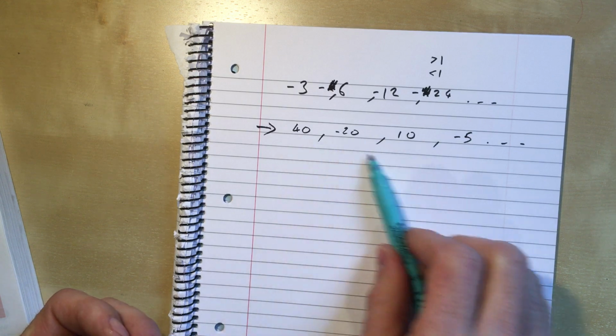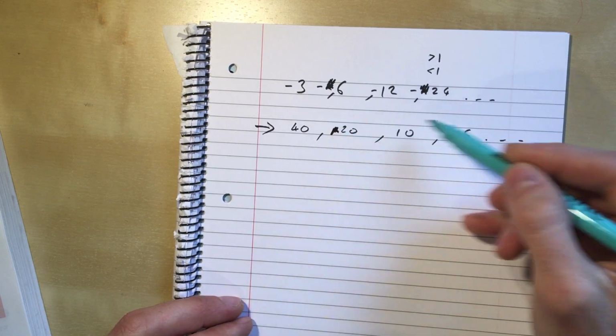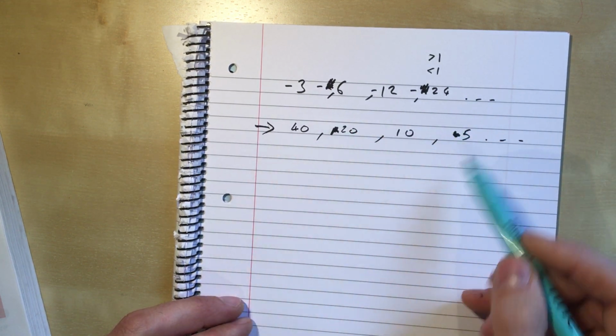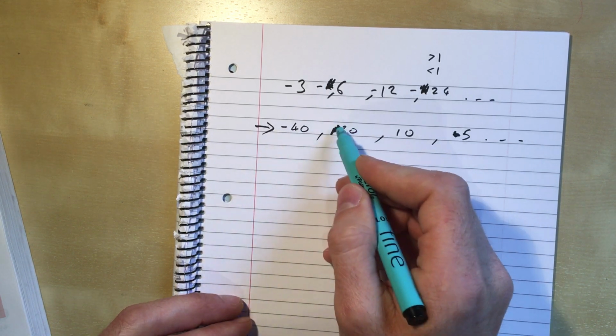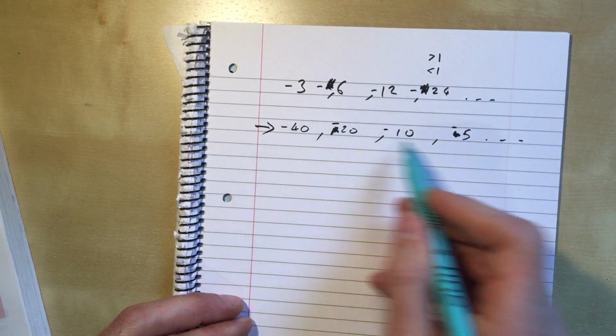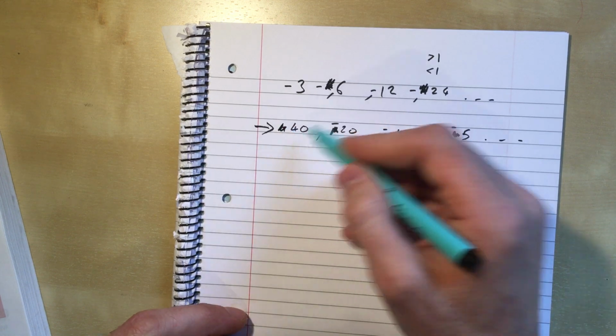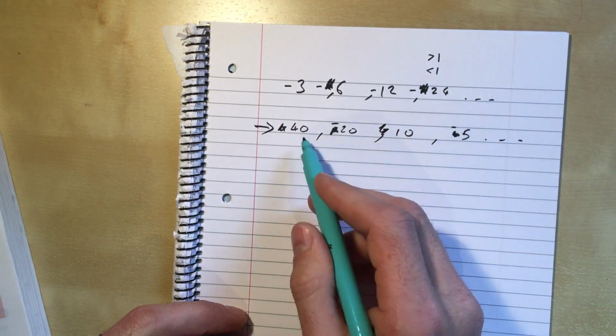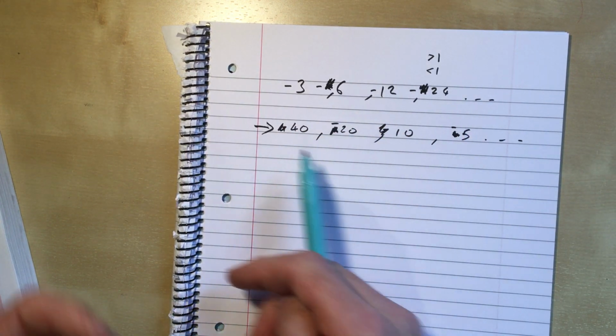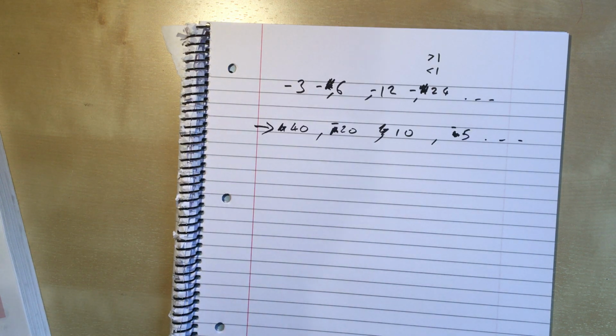If the terms are shrinking but the sign is staying the same, then in this case we're timesing by a half every time. If the sign is staying the same, we're still timesing by a half every time, even if the sign is negative. If the sign is flipping between positive and negative, then I'm timesing by minus a half, so a number between minus 1 and 1 if the size of the terms is getting smaller.